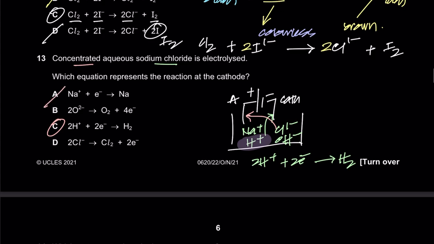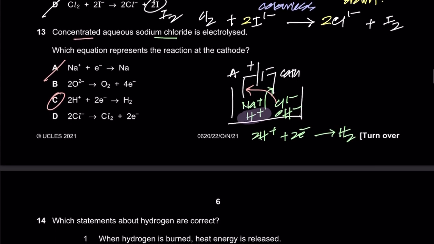A doesn't take place because sodium ion does not have a greater discharge tendency. Who cares what that means? B is wrong because B is not at all what happens, because there are no oxide ions in the solution. You have the hydroxide ions. C is wrong, D is wrong, because D happens at the anode, not at the cathode.